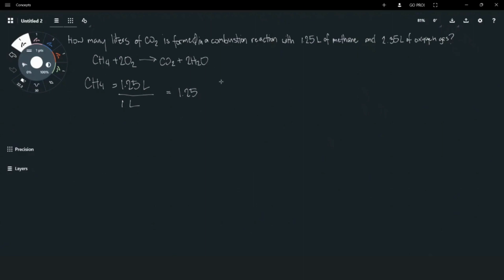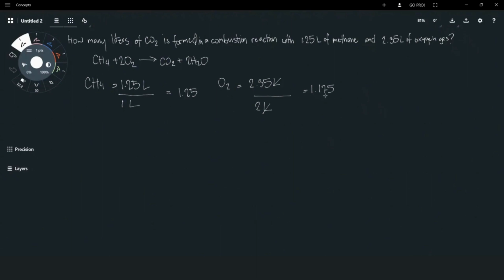Next, for oxygen gas, we have 2.35 liters, and according to the equation, we need 2 liters of oxygen. So divided by 2, we have 1.175. And for the limiting reactant, the chemical with the lower number is our limiting reactant. So in this case, that chemical would be oxygen.